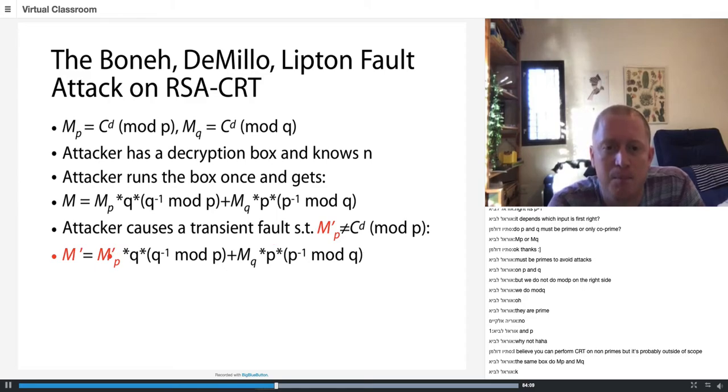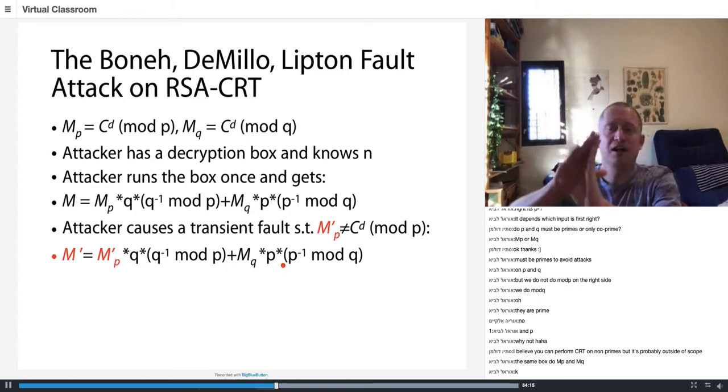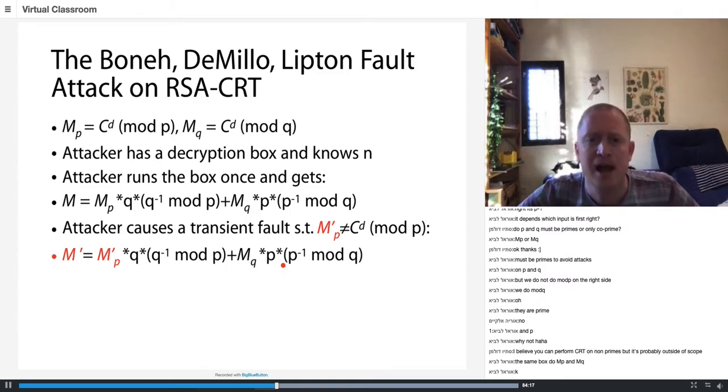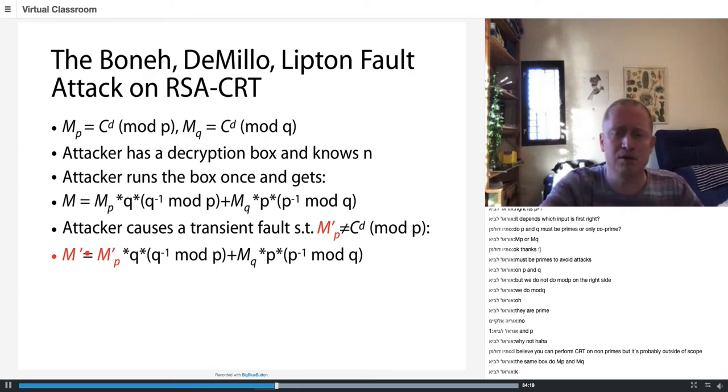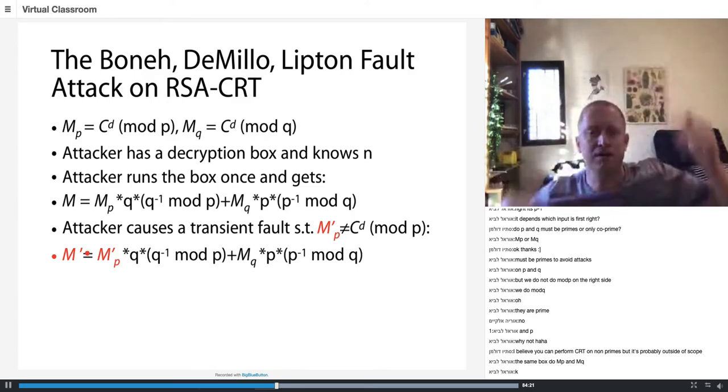So you see M sub P was broken and M sub Q was not broken, because we did the fault attack in only half of the system. And now the combination, of course, is also broken, because if you take one broken thing and combine it, the result is broken.